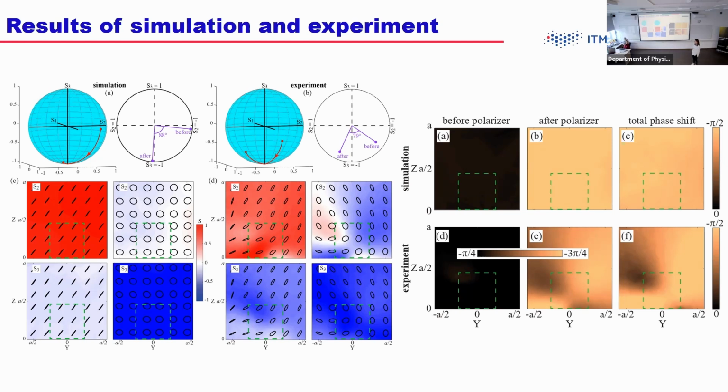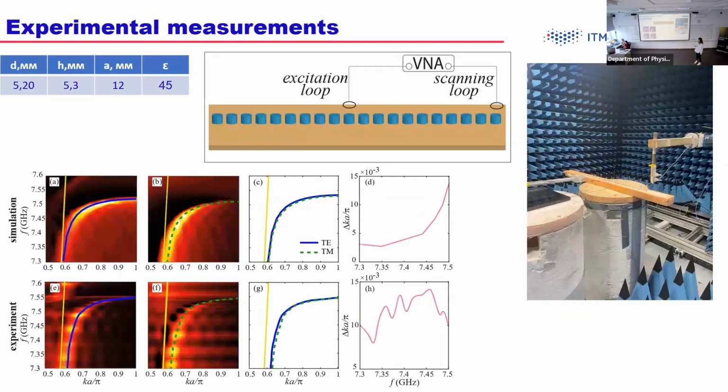Any more questions? Okay, I have one question. I'm sorry for asking it in advance. As you showed the experimental setup, it looks like it's quite big and the cylinders are comparable to the wavelength. So is it still valid to call it a metasurface or metachain?